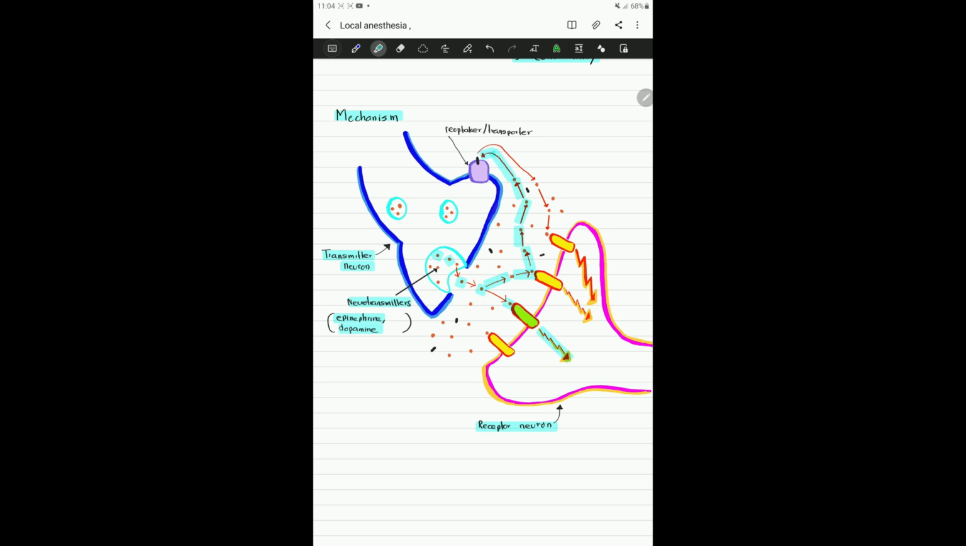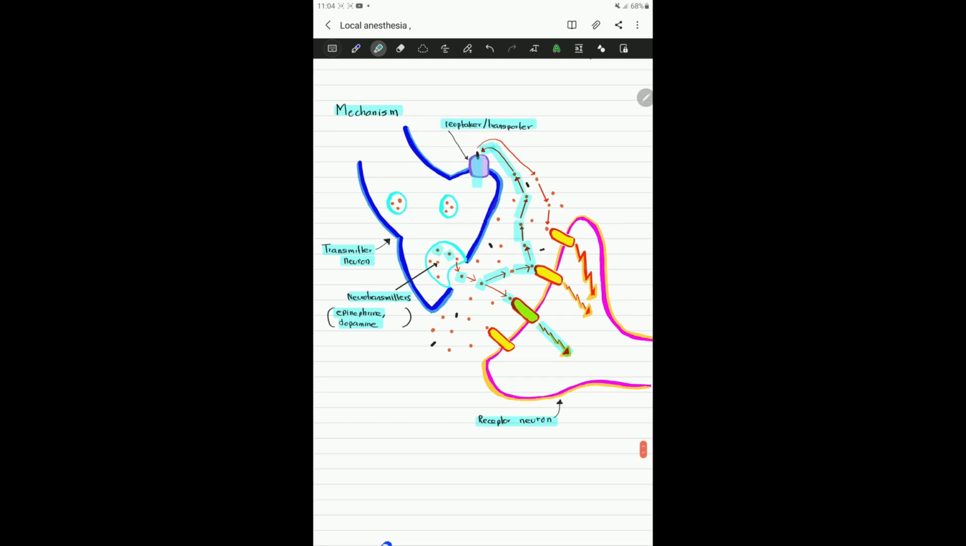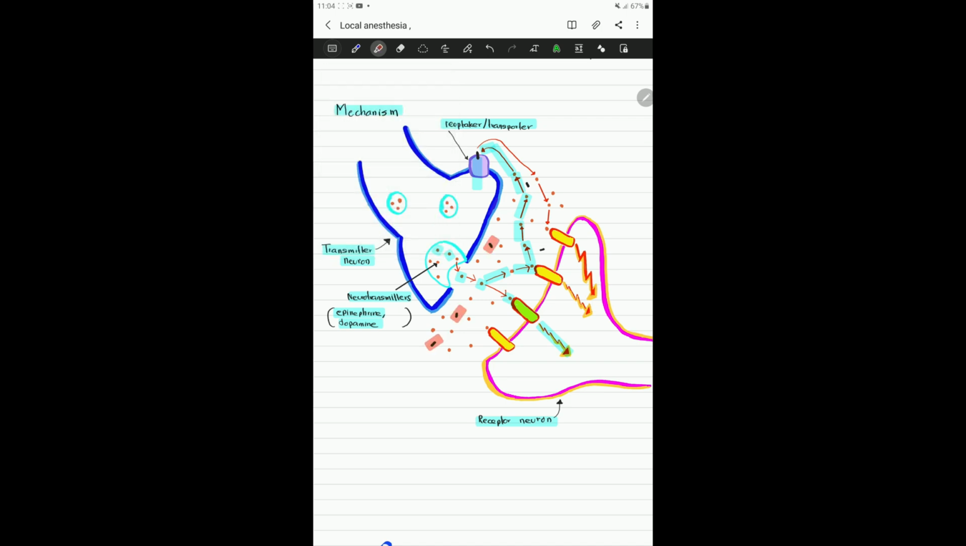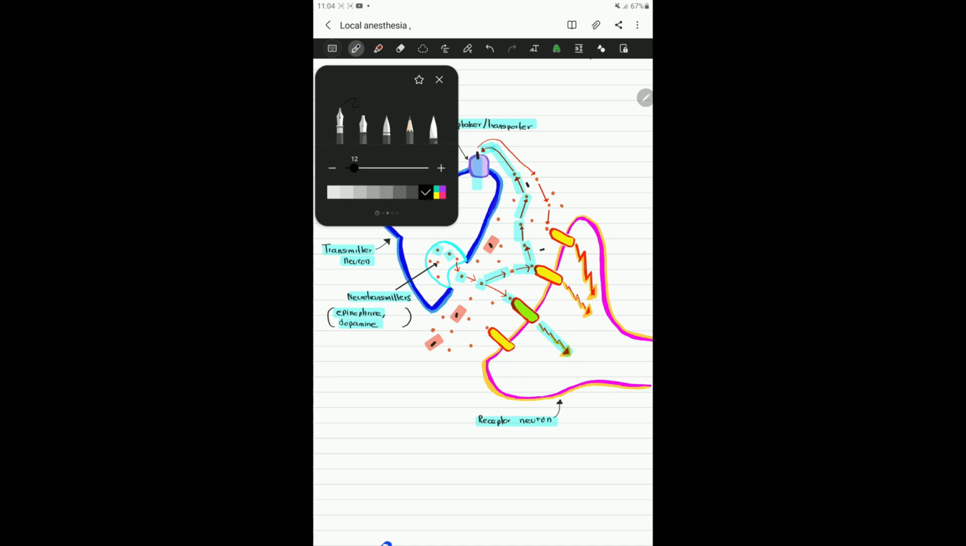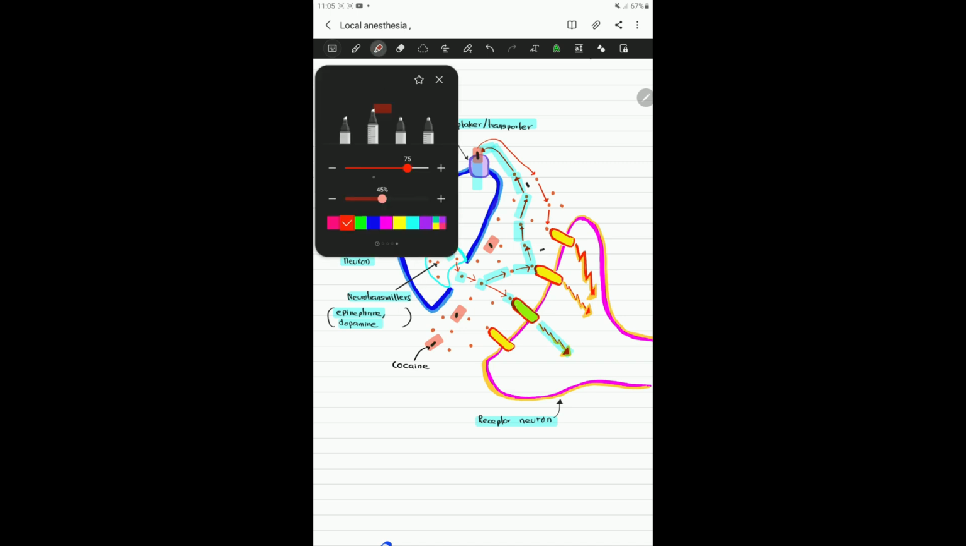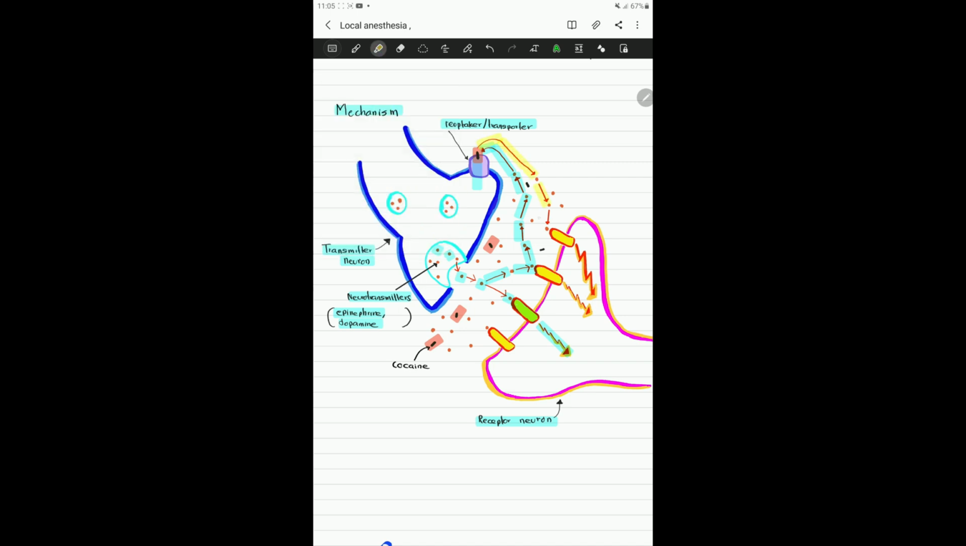But in the presence of drugs like cocaine, these drugs block the action of the reuptake transporters. Thus, this causes an increase of neurotransmitters in the synaptic cleft. So, the high concentration of neurotransmitters causes repeated and increased strength action potentials in the receptor neuron.